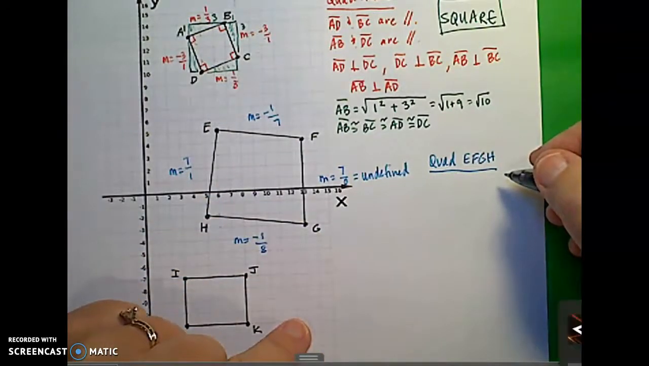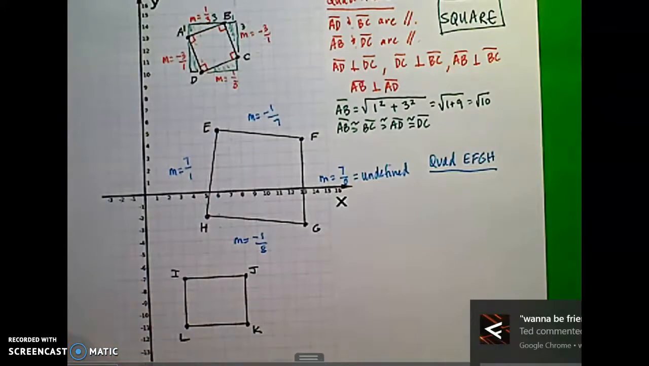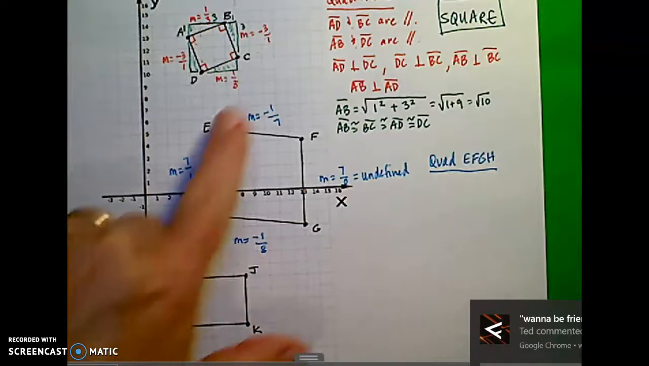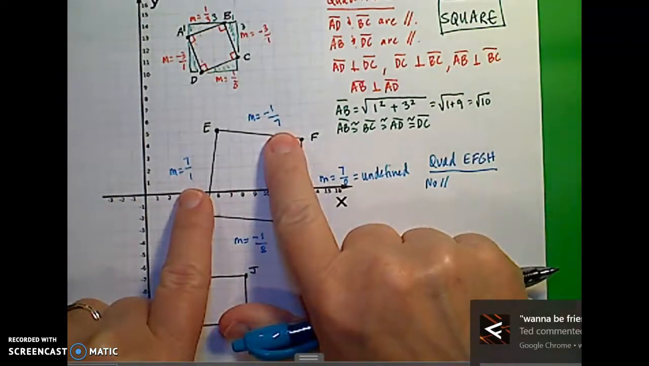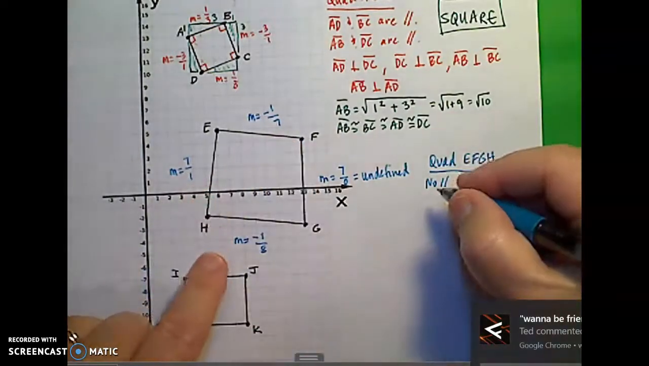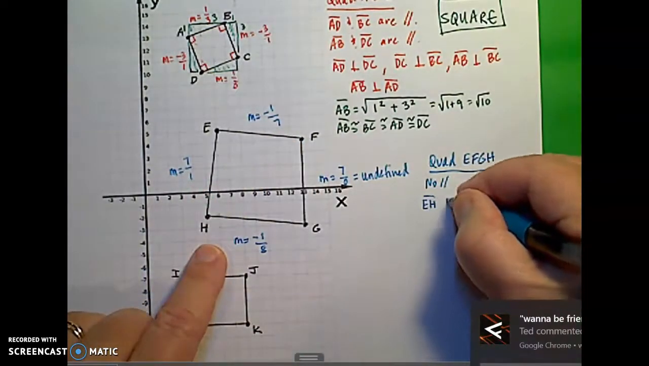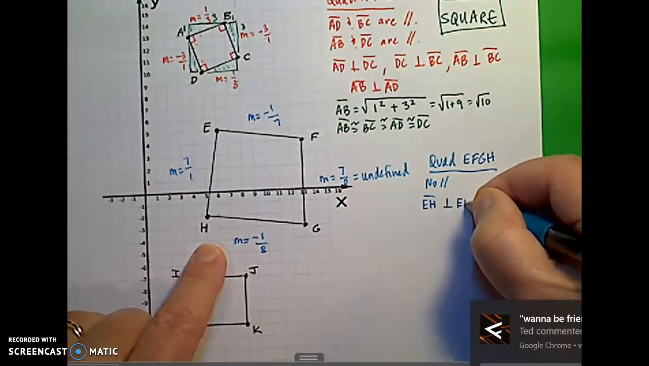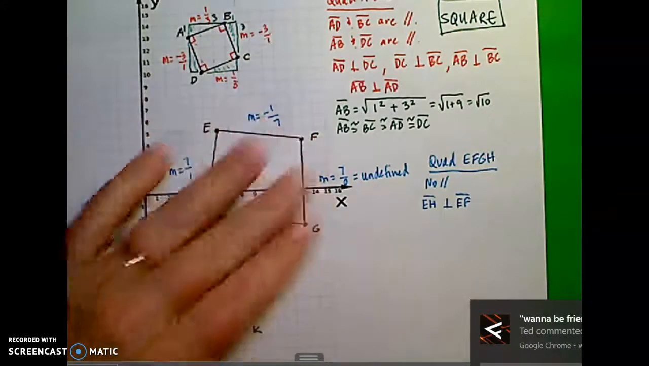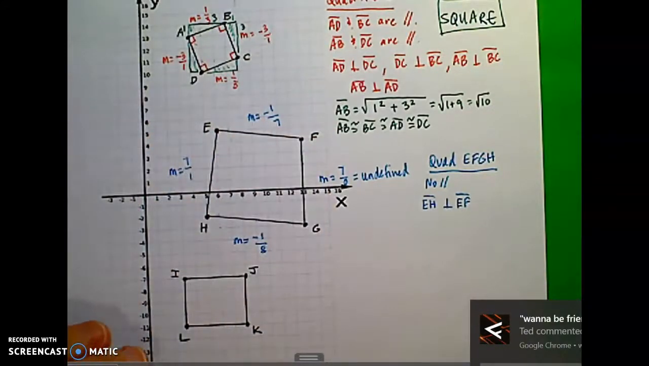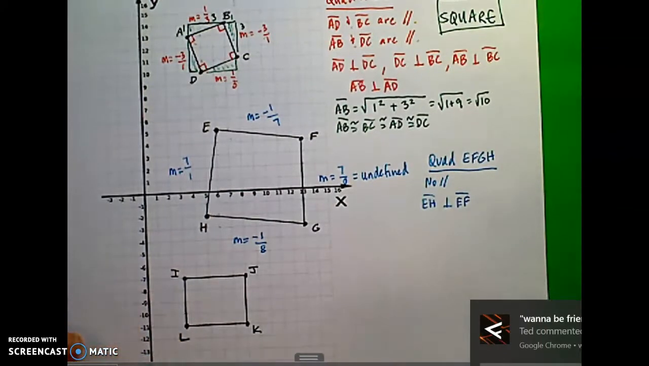I have all my different slopes there. The only thing that we know, there's nothing parallel, and these two are perpendicular because they have opposite reciprocal slopes. So we have EH is perpendicular to EF. So already I know it's not even a parallelogram because there's not opposite sides parallel. So it can't be a special quadrilateral that we've studied already.